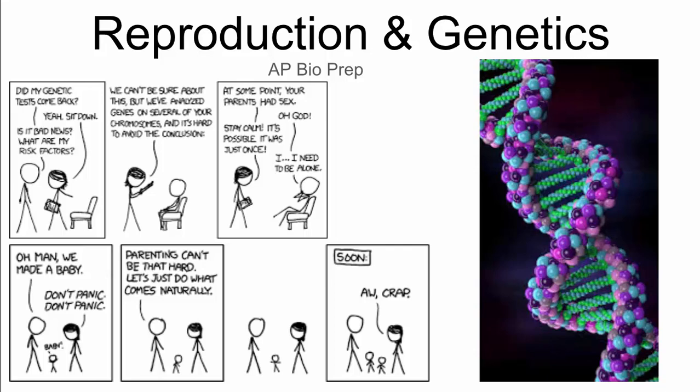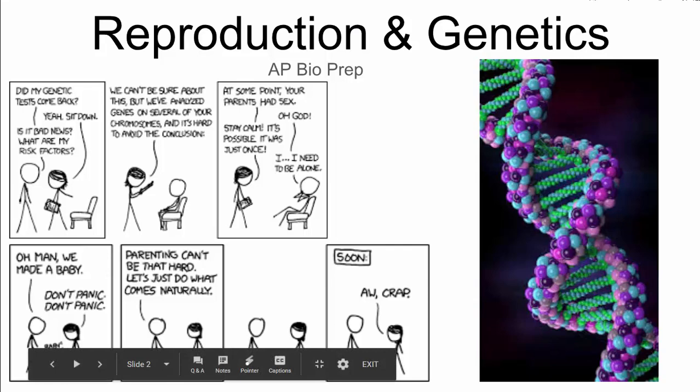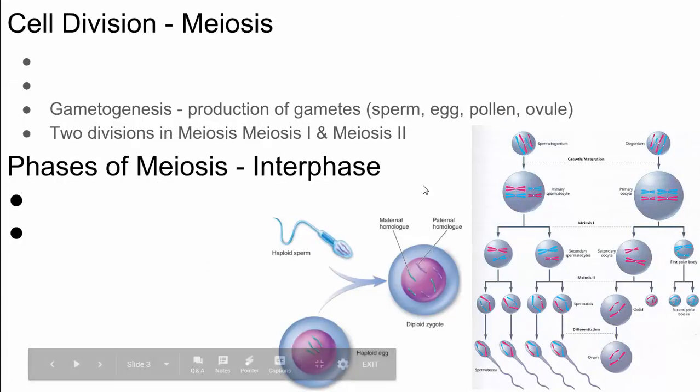We're going to start by talking about the processes that organisms use to make gametes. And then we'll start talking about reproduction of various types of organisms, eventually working our way to genetics and genetic engineering and things like that. So today we're just going to focus on the process of meiosis.